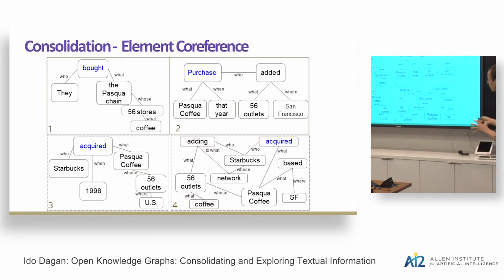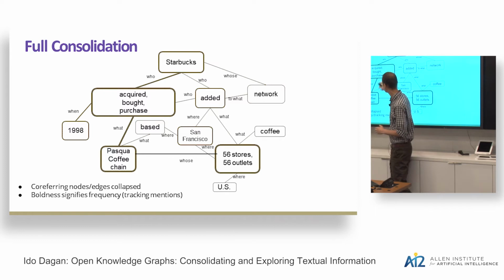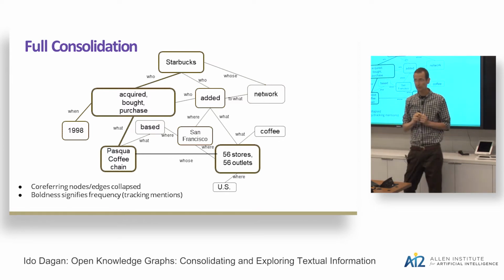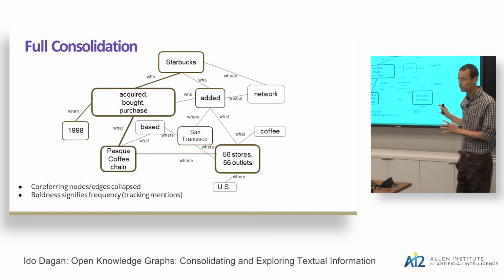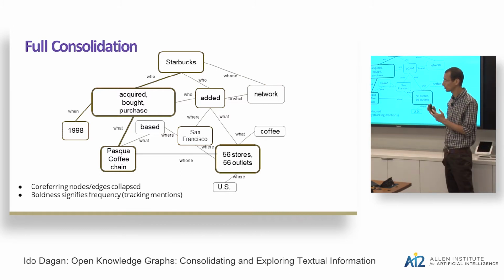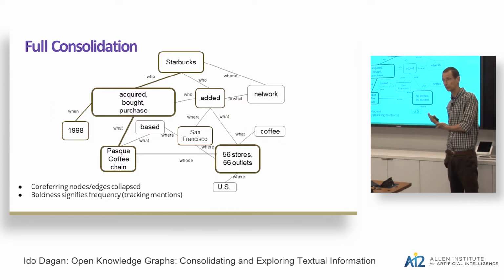Okay, so we figured out that each coreference chain refers to a single real-world element. So now we'd like to collapse the nodes, all the Acquired nodes collapsed here, all the Starbucks nodes collapsed here, etc. And we have one graph that basically summarizes the information in the original sentences. So every statement that's included in one of the original sentences appears here, while redundancy gets collapsed. So every statement appears only once.